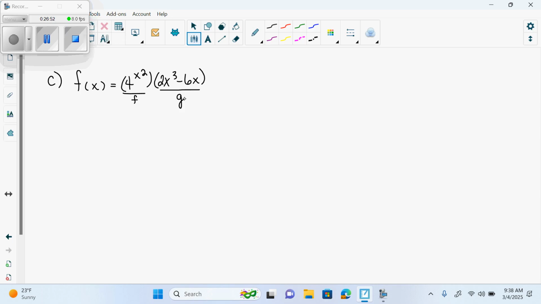So F prime is a chain rule. I'm going to rewrite it, ln of the base, times the derivative of the exponent. Fun times. Okay? Then your G prime is just power rule. It's 6x squared minus 6. And then if I want to, which I will, I can take a 6 out and I'm left with x squared minus 1.